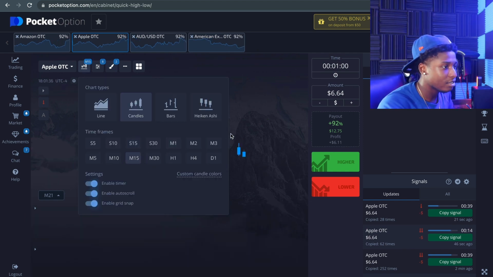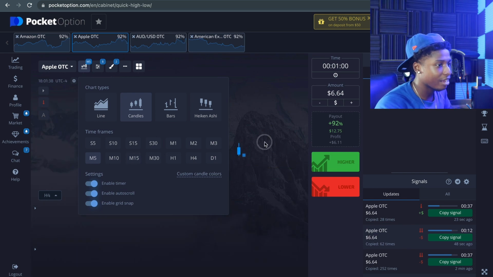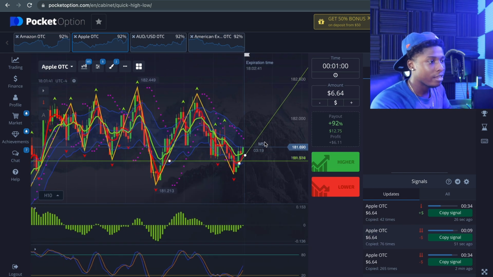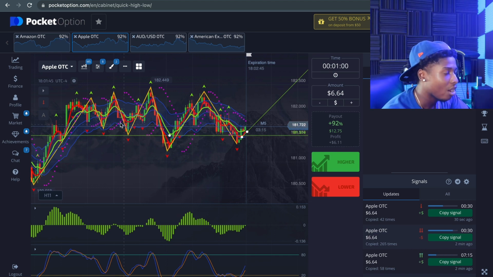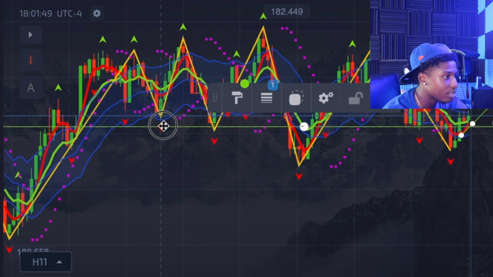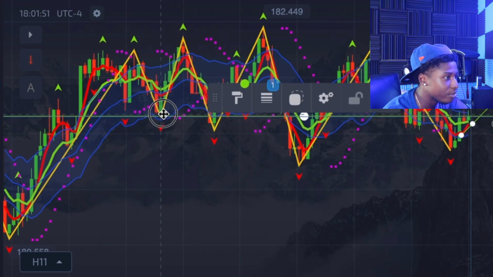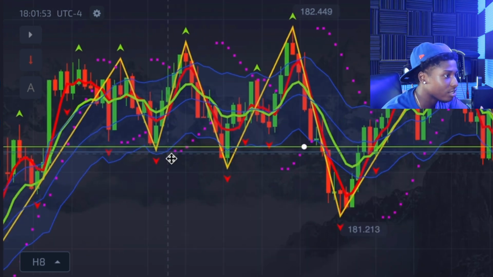Let me put this on 5-minute candles, because the chart is going to keep moving as the candles are opening up. But on this 5-minute chart, you see this M formation right here. As soon as this M probably reaches this green line right here, as you can see what we got.